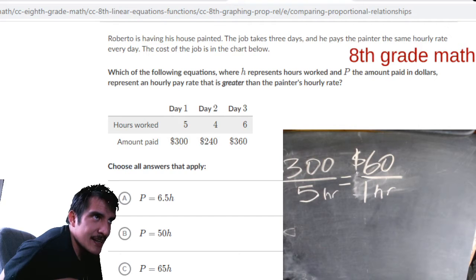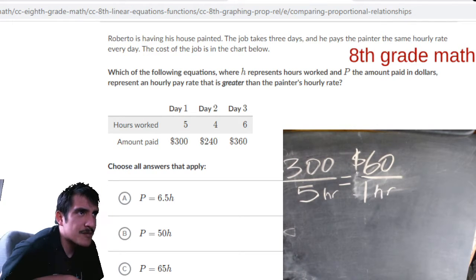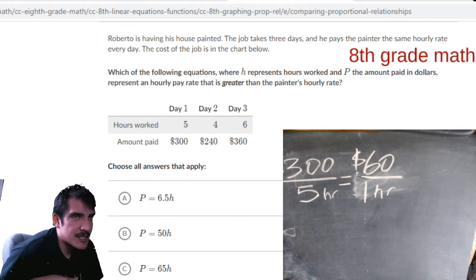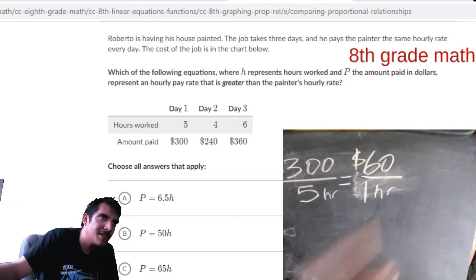On the second day, he worked 4 hours, so 60 times 4 is 240. That works. And then day 3, he works 6 hours, so 6 times 60 makes 360. Okay, yeah, he gets paid $60 per hour.